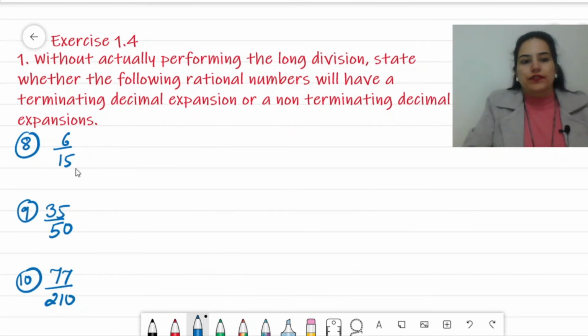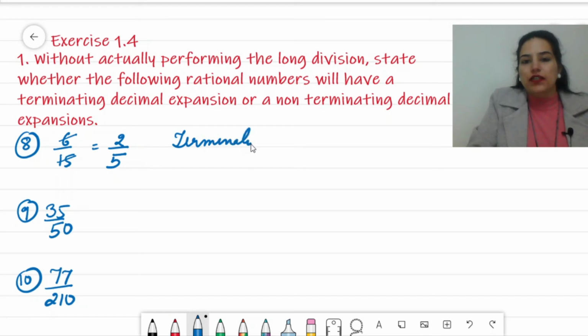Now, eighth part, 6 by 15. But you can see that you can reduce it further. If I reduce it by 3, I will get 2 by 5. If you do not reduce it, then you will say 15 has factors 5 and 3, right? But you have to make sure that the given one is in the reduced form. 2 by 5, denominator only has 5. That means this one has a terminating decimal expansion.